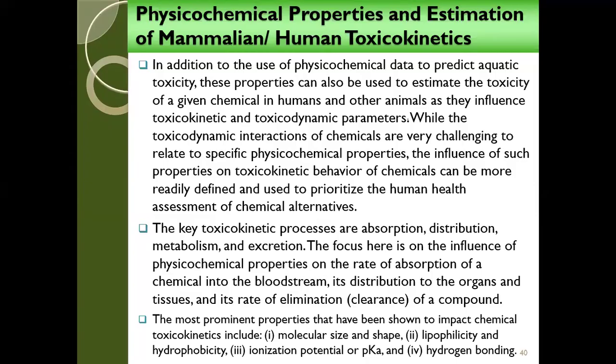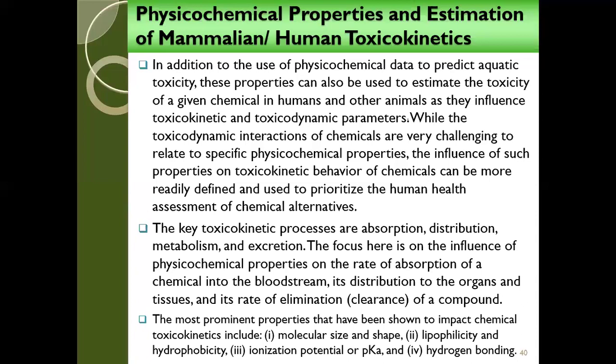Processes. And this includes absorption, distribution, metabolism, and excretion. So the focus here is on the influence of physicochemical properties on the rate of absorption, for instance, of a chemical into the bloodstream. How is it distributed to the organs and the tissues? And at what rate is it eliminated or removed from the system?